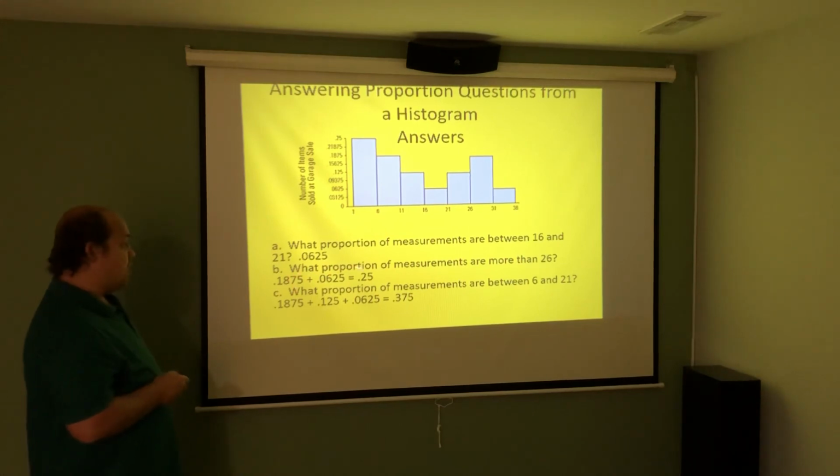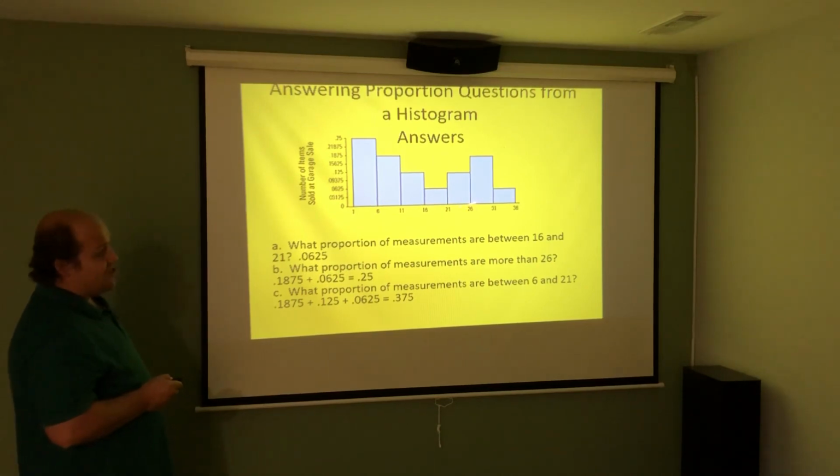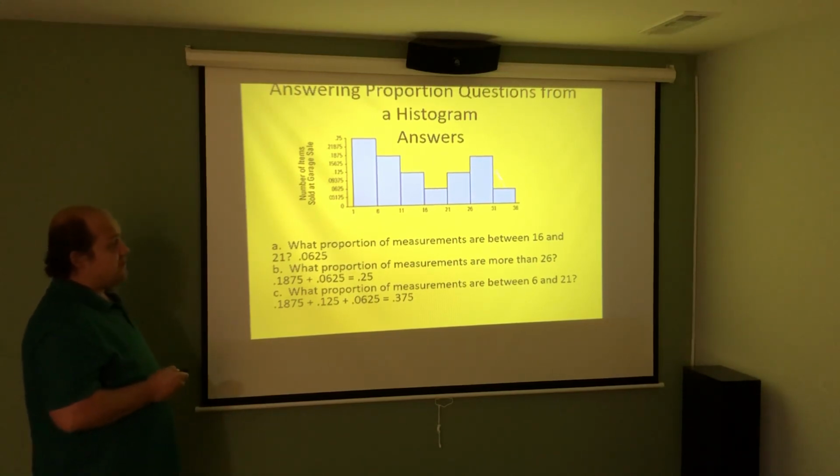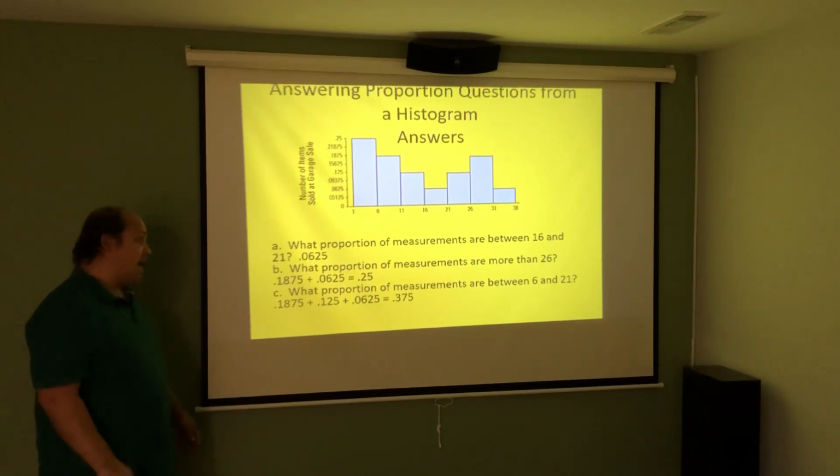If I'm then asked what proportion of measurements are more than 26, well, here's 26. More than means to the right of, so that would include this bar and this bar. This bar is occurring at 0.1875. This bar is occurring at 0.0625. So the total, when I add these together, is 0.25.